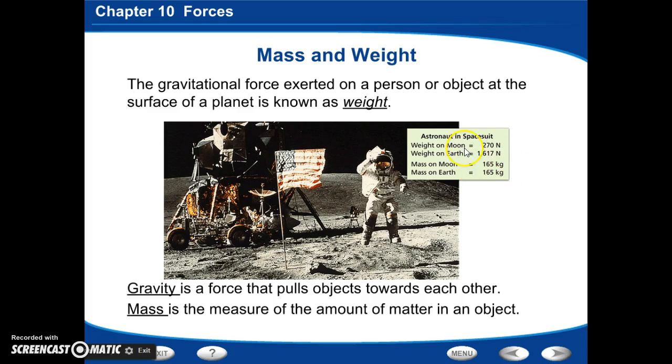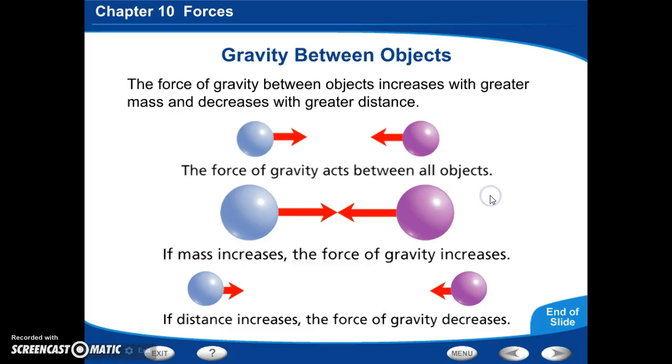You can see here the weight on the moon and the earth, how they compare. The moon is less, so it's going to have less weight, but the mass is never going to change. It's going to be the same. The force of gravity between two objects increases with greater mass and decreases with greater distance.